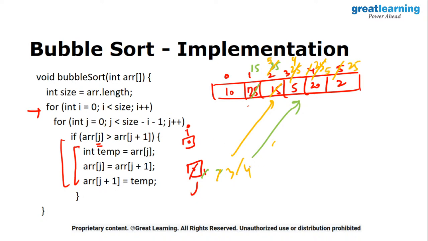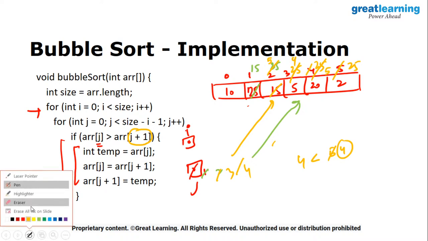Now, is j less than size minus 1? Size is 5 and this becomes 4, because now we are checking for j plus 1. Now you need to think about this very carefully. Whenever you are comparing, you need to keep this in mind. This is a very important thing.